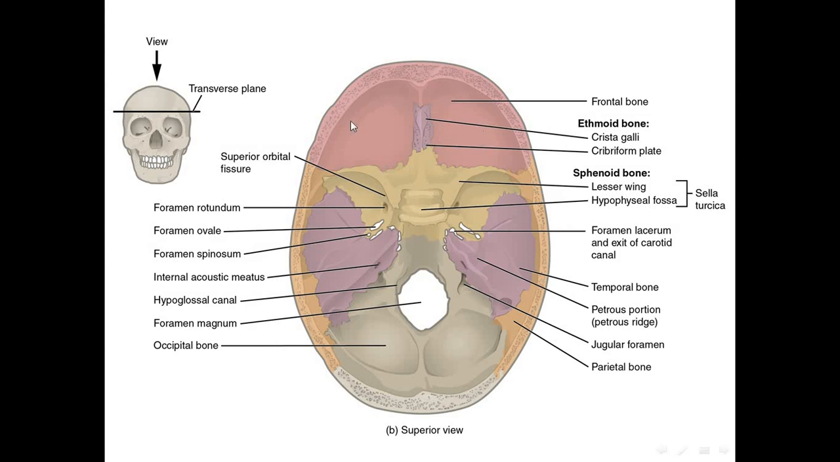This is the anterior cranial fossa. This is the frontal bone, which makes the anterior boundary and the inferior boundary as well. The ethmoid bone, including the crista galli and the cribriform plates on either side of the crista galli, and the lesser wing of sphenoid bone. These are the boundaries of anterior cranial fossa. So this is the anterior cranial fossa, which houses the frontal lobes of our brain.